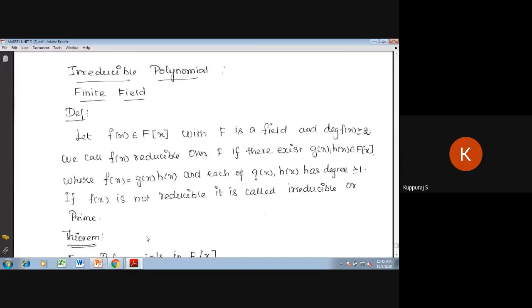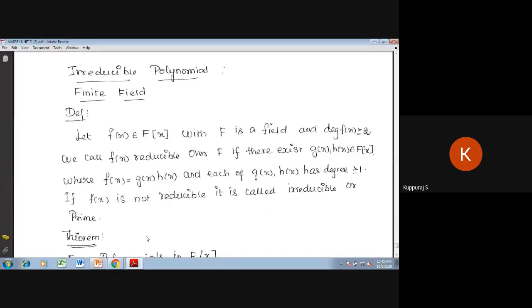Next, irreducible polynomial over a finite field. What does reducible mean? Consider, for example, a quadratic expression which can be expressed as a product of linear polynomials. Then that quadratic polynomial is called reducible. Otherwise, it is irreducible.